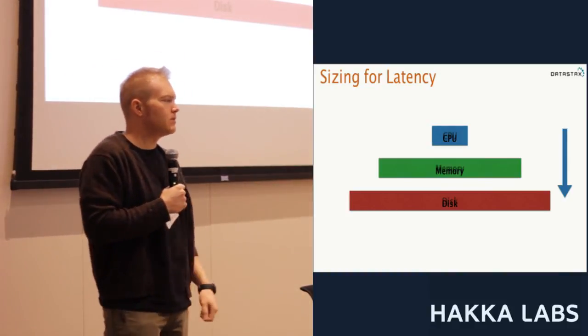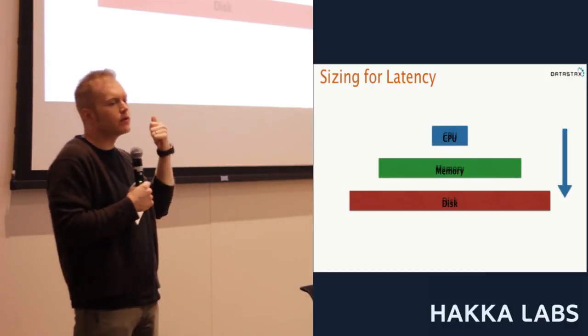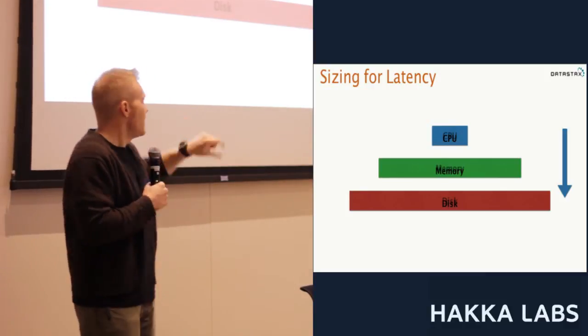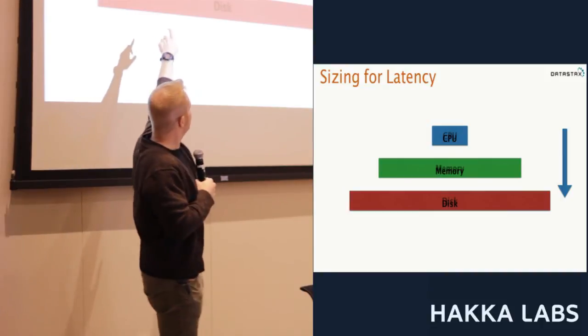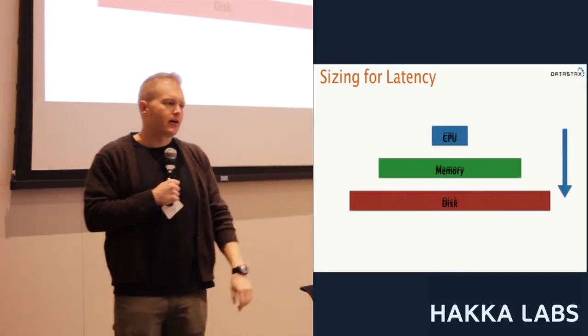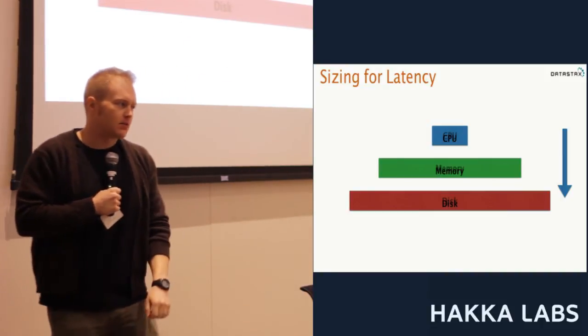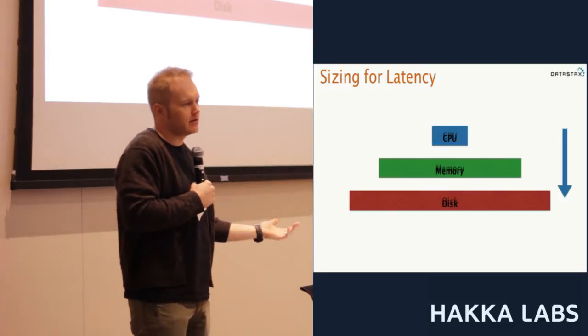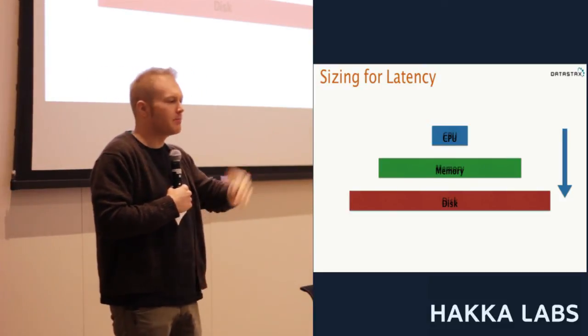So I'm going to teach you some tricks for moving this up the pyramid, and also for decreasing the latency of each of these sectors. Like, how can we make disk faster? How can we move more of the disk access into main memory so I'm not hitting the disk?